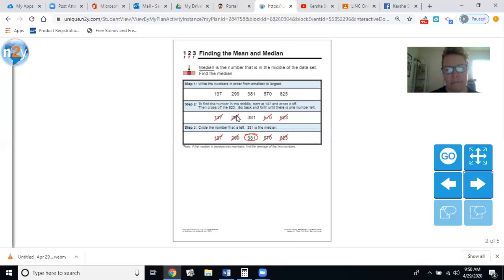See how they crossed it off? Now these two numbers are in the middle, but it's not the very center of the number set. So we're just going to cross off 299, and then we're going to come here, 570 near the end. And you see 381, how it's kind of the odd man out. Circle the number that is left. 381 is the median. So this is the median number, 381, because it is in the very center.